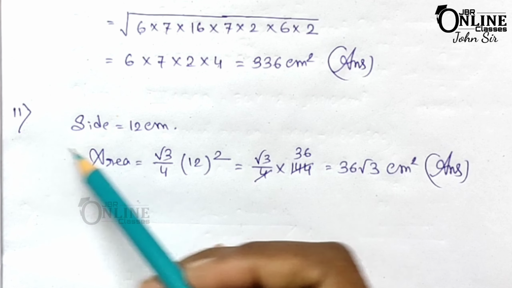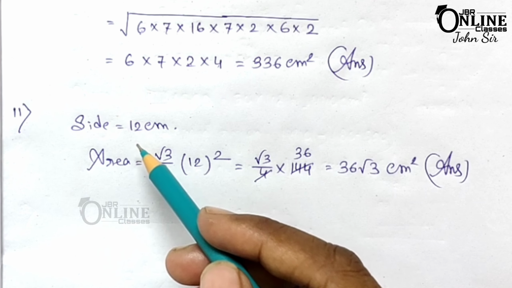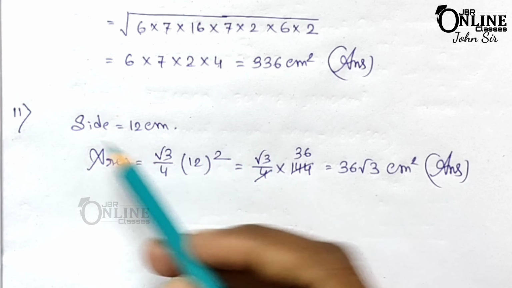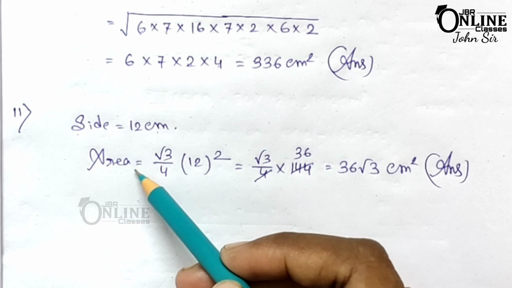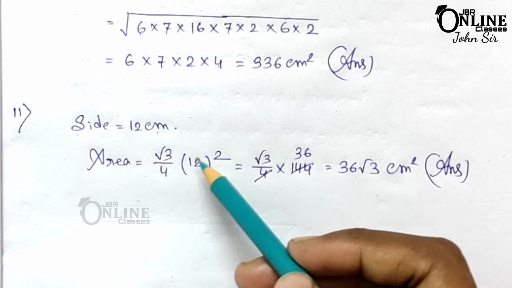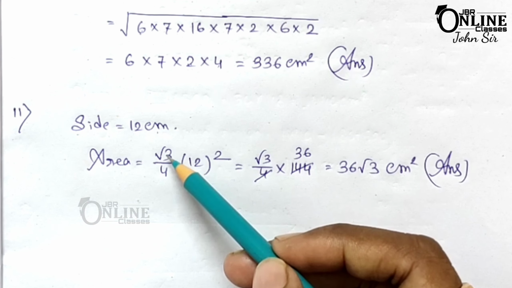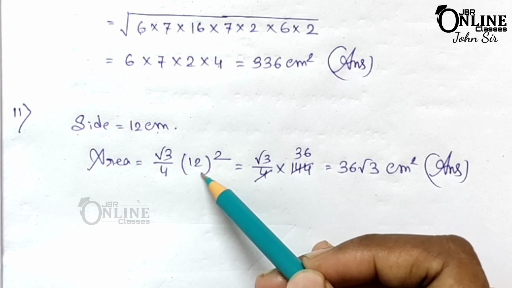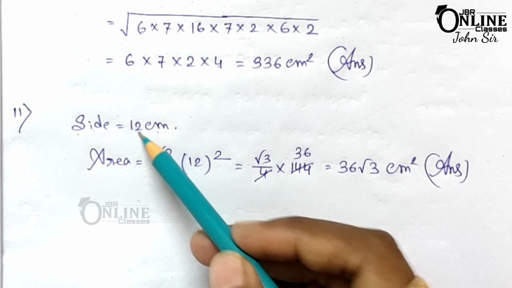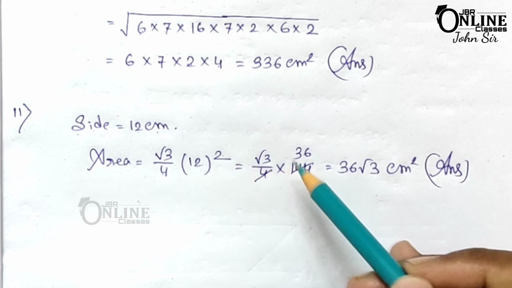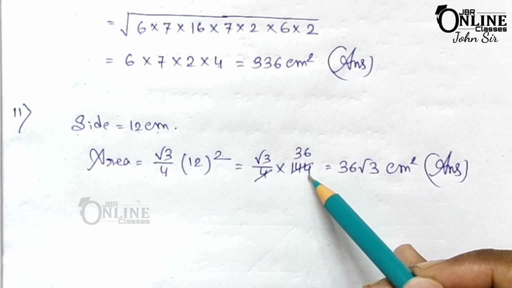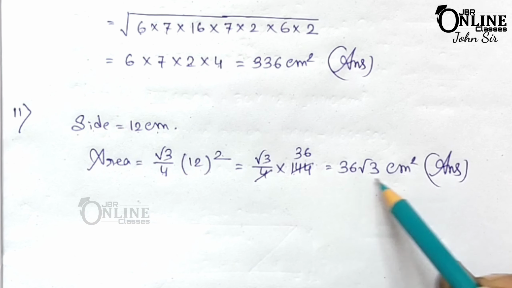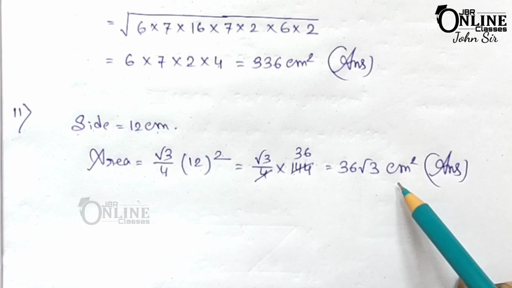So here sum number 11, it said find the area of an equilateral triangle whose each side equals 12 centimeter. The formula to find the area of an equilateral triangle equals root 3 by 4 into side square. As here side equals 12, so root 3 by 4 into 12 square, so root 3 by 4 into 144. Now 4 divided into 144 becomes 36. So the final answer will be 36 root 3 centimeter square.